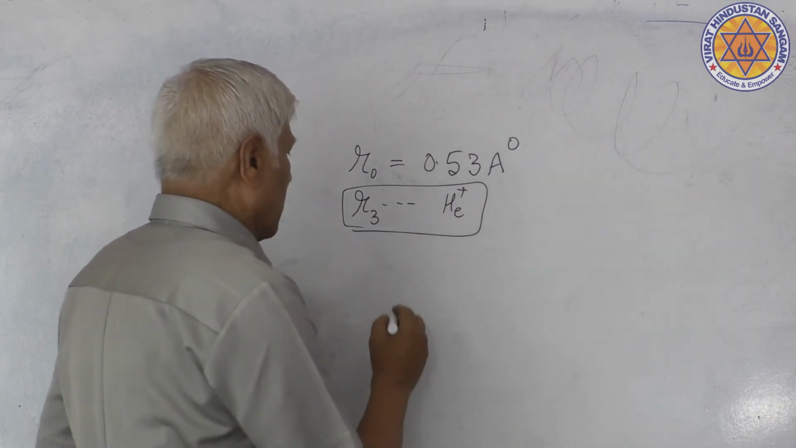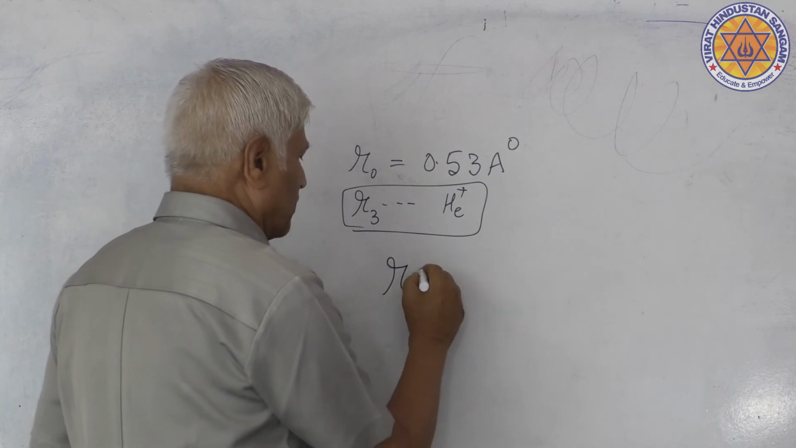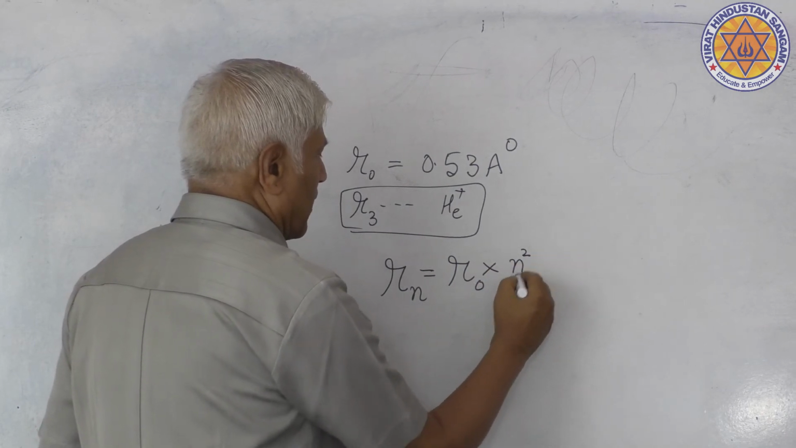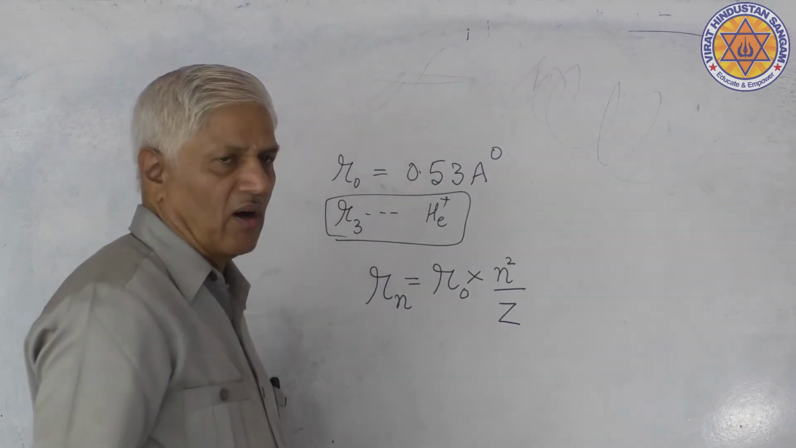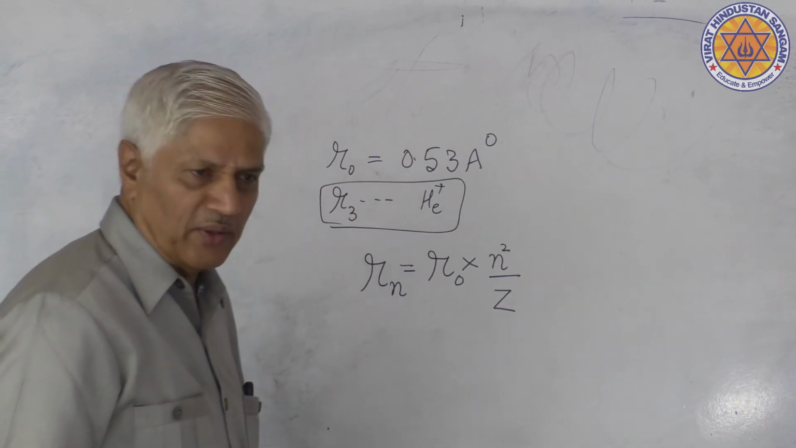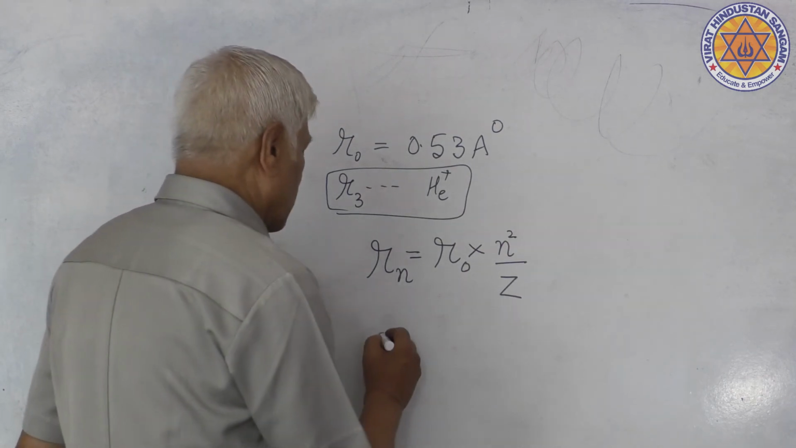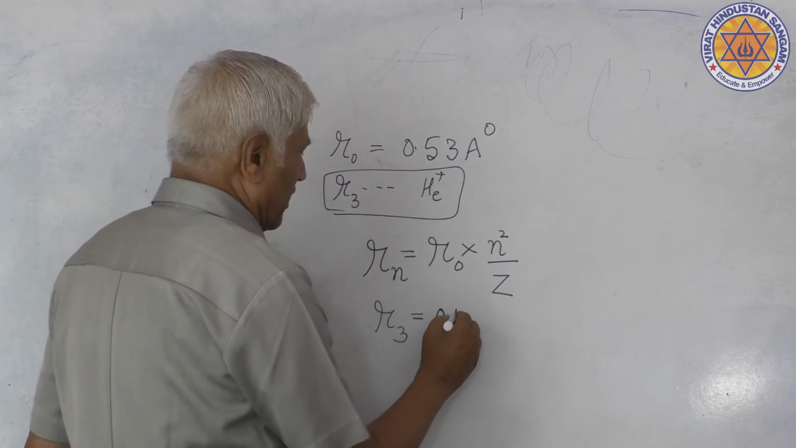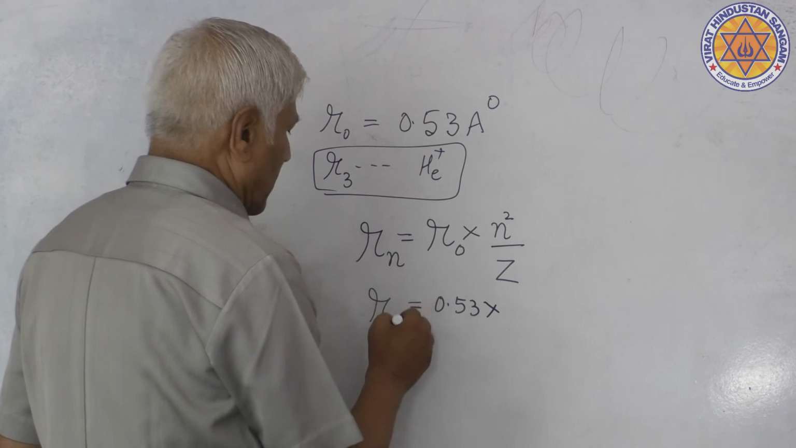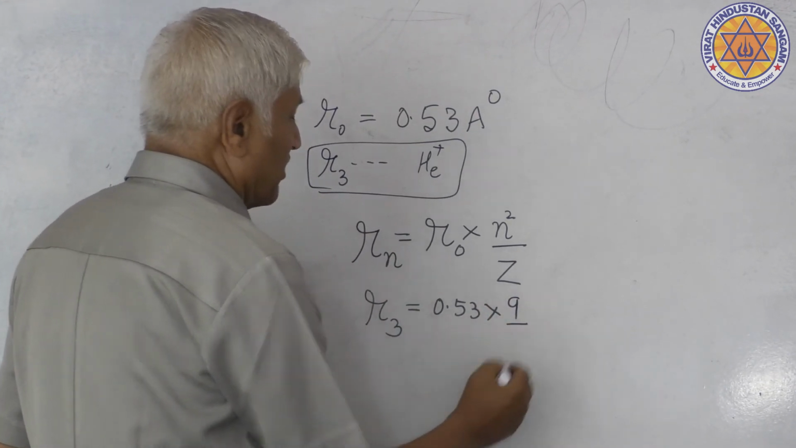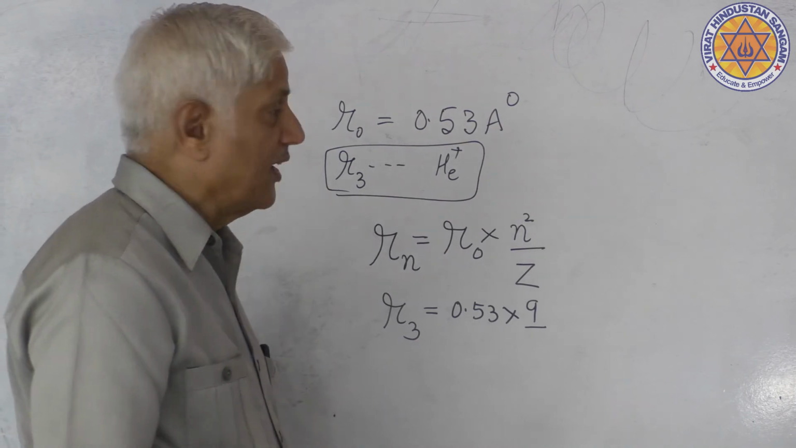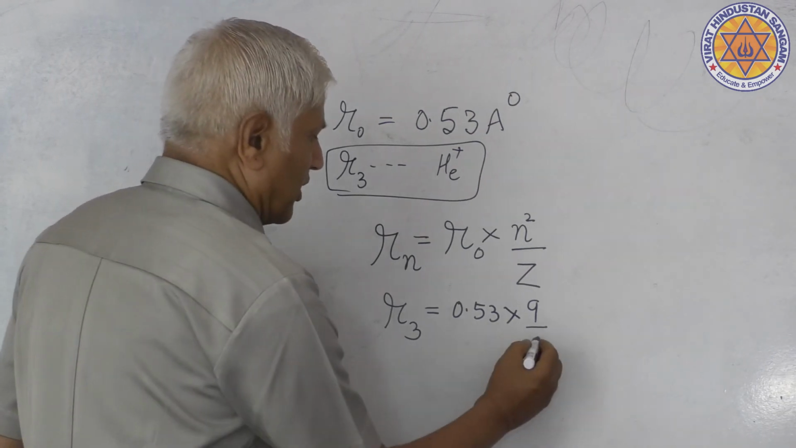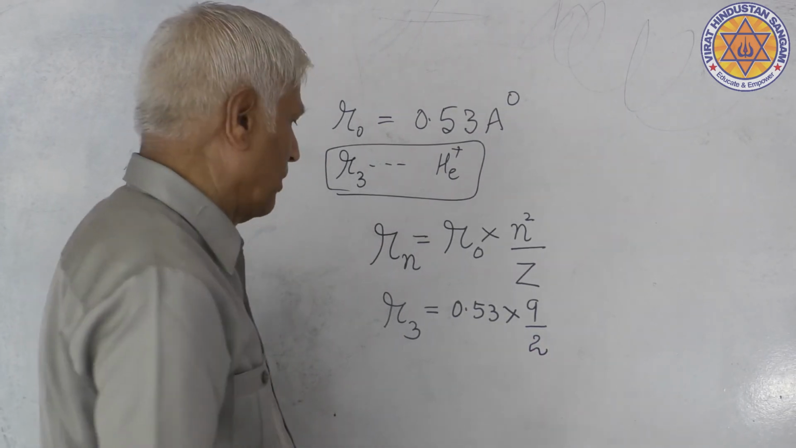We have a simple formula for this. You better write this formula: Rn equals R0 into n square by Z. You have been asked to find R3, the radius of the third orbit. R0 is given as 0.53, n is 3 so n square is 9. Z is the atomic number. Helium is the second element in the periodic table, first is hydrogen, next is helium. Its atomic number is 2.